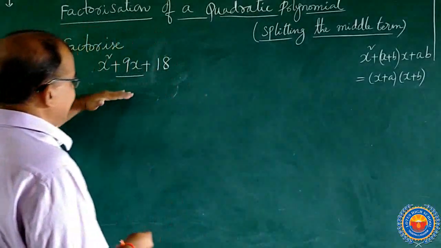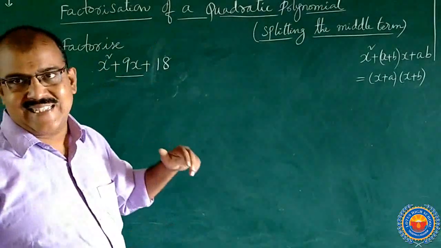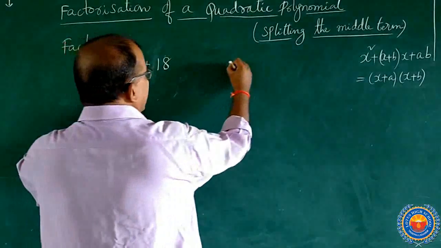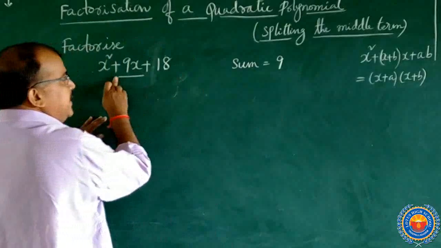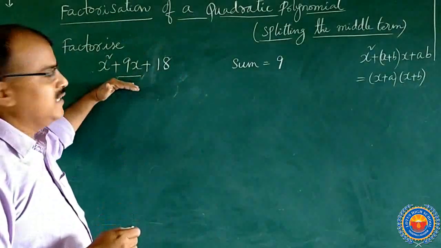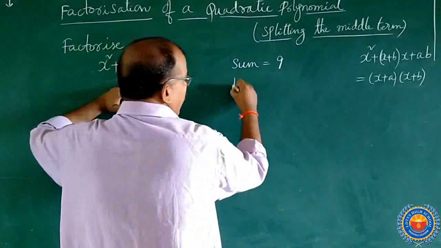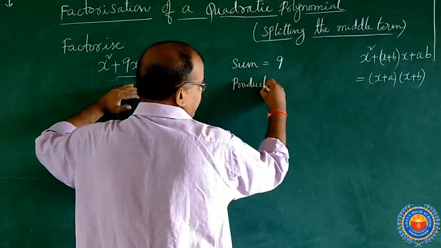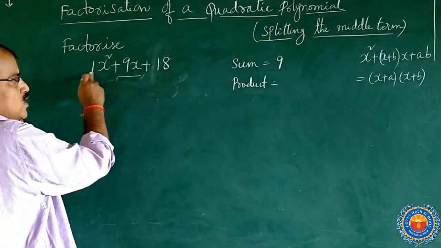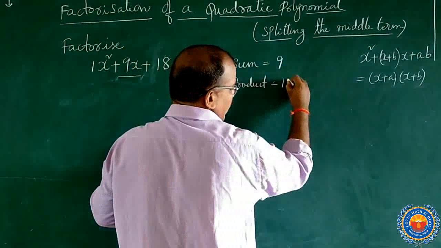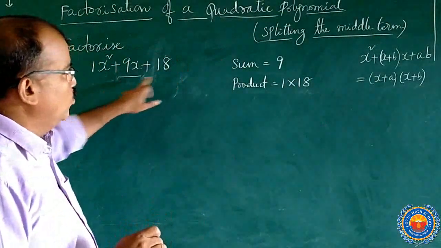Now how to do? What I said, sum 9x. Here this sum I can take, splitting the middle term. Now this is the middle term. That's what, sum is 9. Sum I have taken 9. Product. This is the method. Product is nothing but the quotient of x square, 1, into 18. This is very important. Sum is equal to 9.